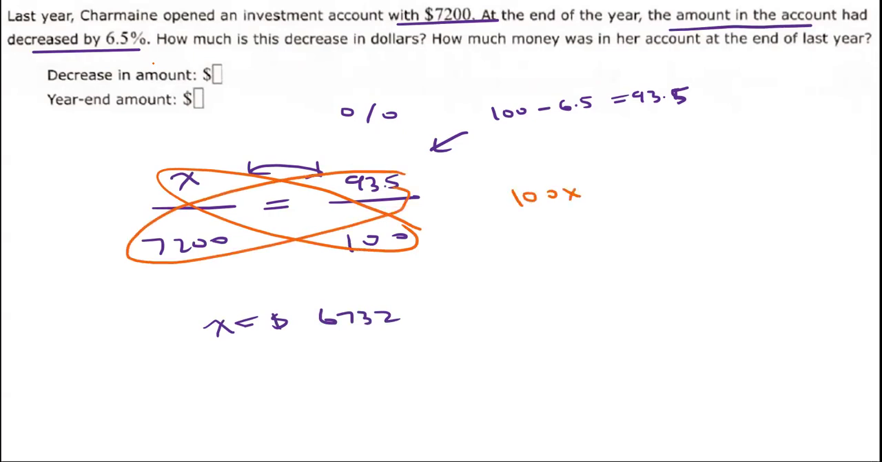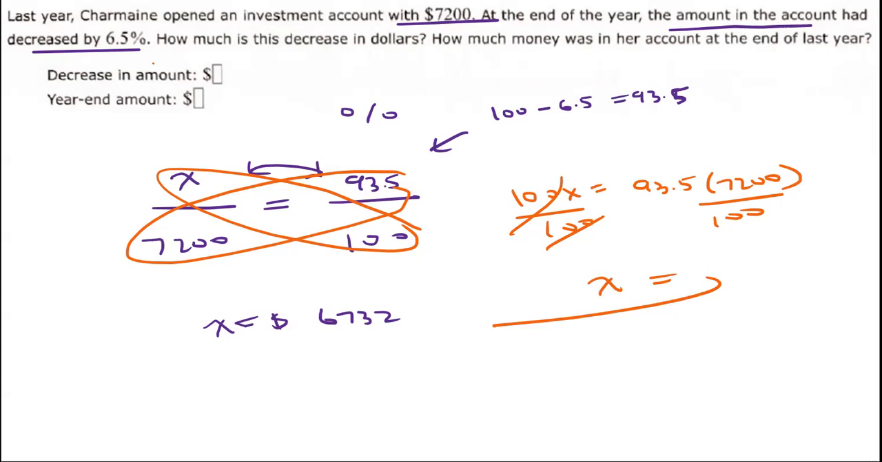Again, we multiply these together, multiply these together. That gives us 100X equals 93.5 times 7,200, then divide by 100. And then what did it decrease in amount? We just take the $7,200 and subtract 6,732, and that would be $468. And of course, this is our year-end amount.